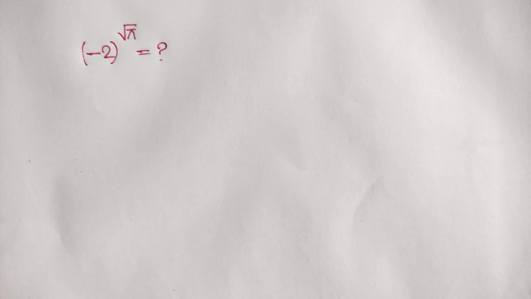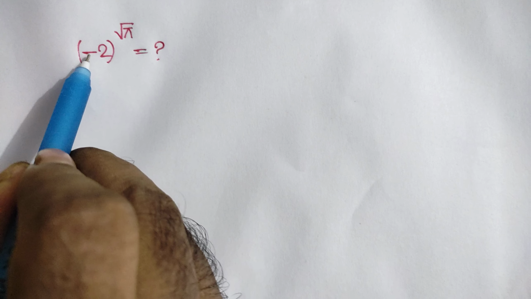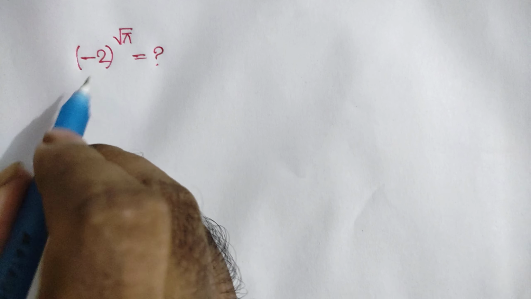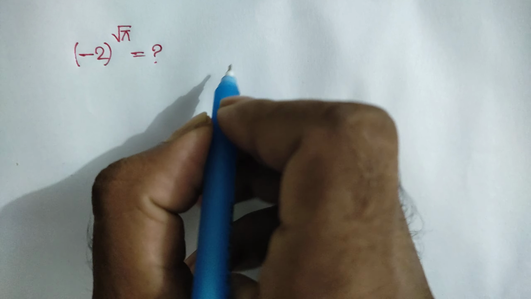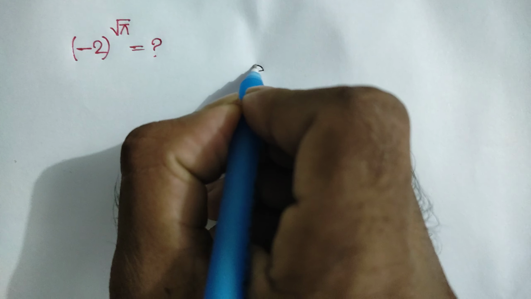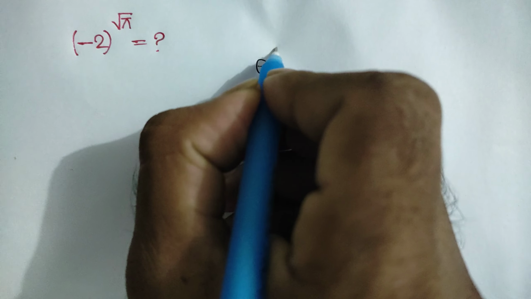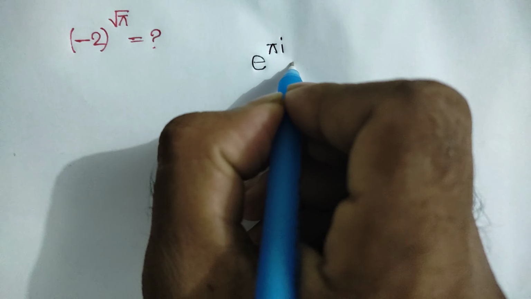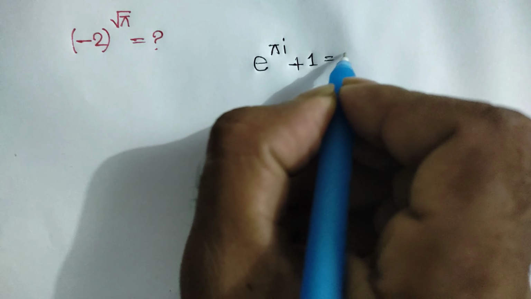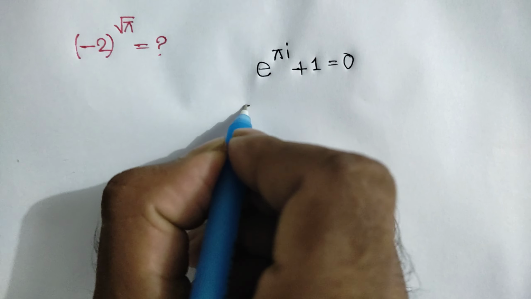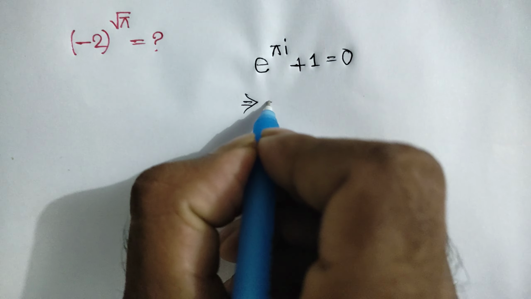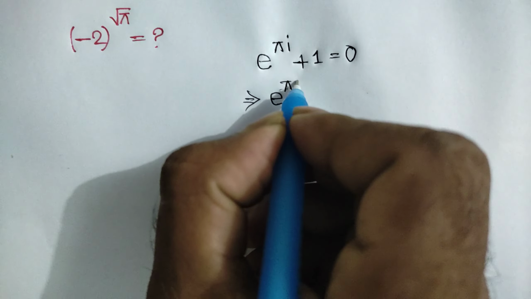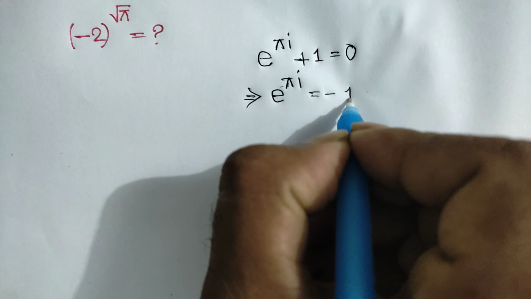In this video I am going to show how to find the value of (-2)^√π. What is it equal to? According to Euler's identity, we know that e^(πi) + 1 is equal to 0, or taking this positive 1 to the right side, we will get e^(πi) is equal to -1.